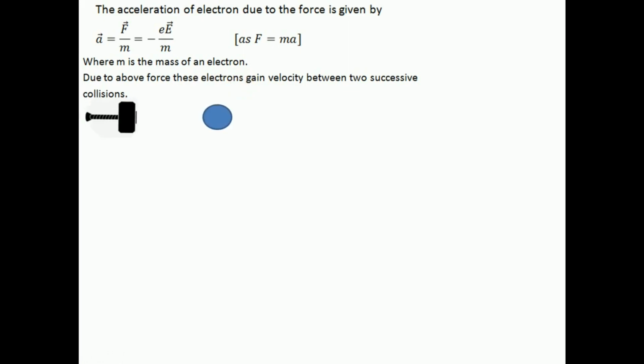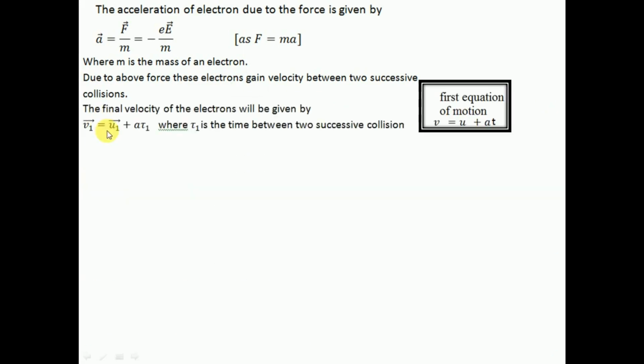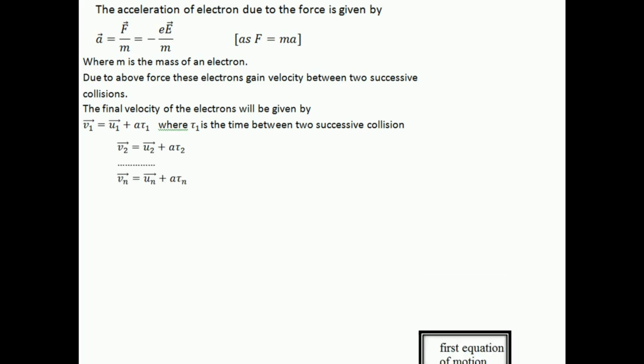As we know, when you apply force on a slow-moving object, it will speed up. The final velocity of the first electron is given by v = u + at: final velocity equals initial velocity plus acceleration times time. So v1 = u1 + a·tau1, where tau1 is the time between two successive collisions. As I have said, the acceleration exists only between two successive collisions, and after each collision it becomes 0. Similarly, I can write the same equation for the second electron and for the nth electron.